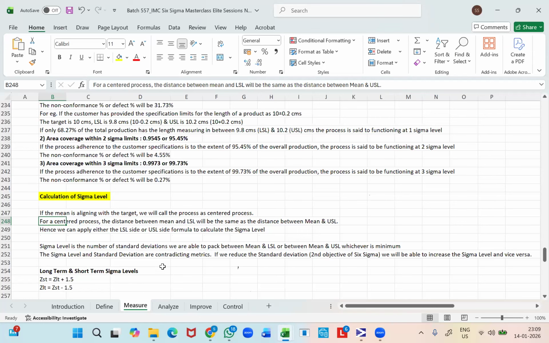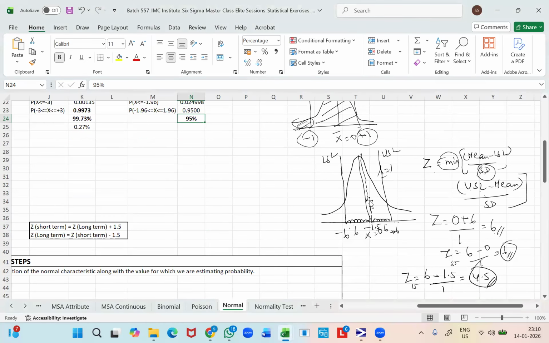And then the sigma level and standard deviation are contradicting metrics. If we reduce the standard deviation, which is the second objective of Six Sigma, we will be able to increase the sigma level and vice versa. So I told you, the best position for the mean is to align with the target. So that is the position where the mean will give its best performance, right? So if it is going to move away from the target, as we saw in this long-term sigma level calculation, we see a reduction in the sigma level because the process performance is bound to deteriorate.